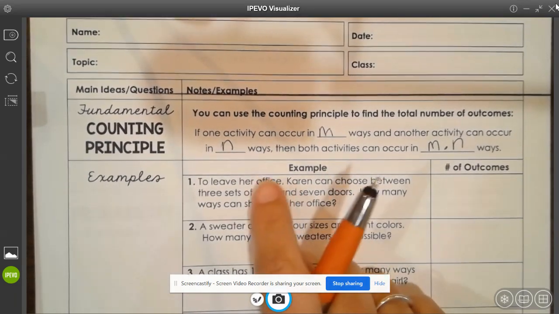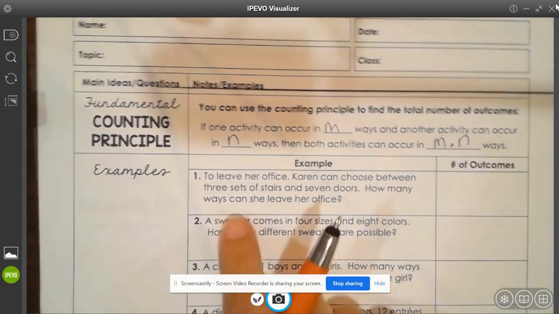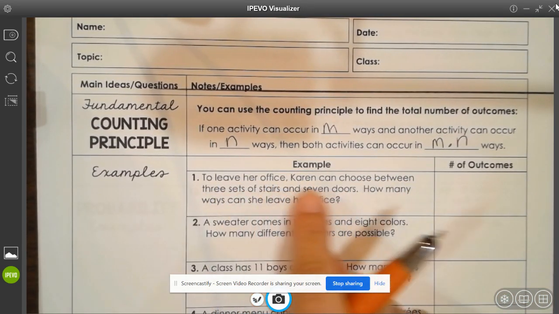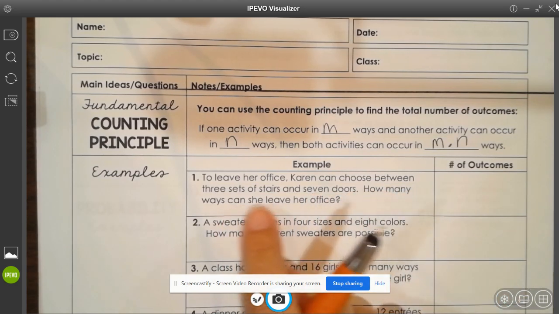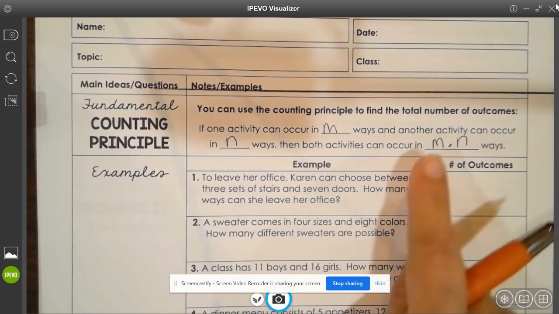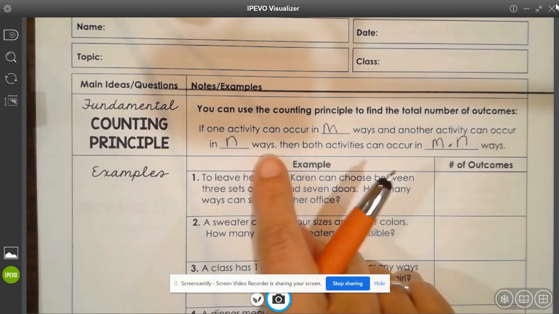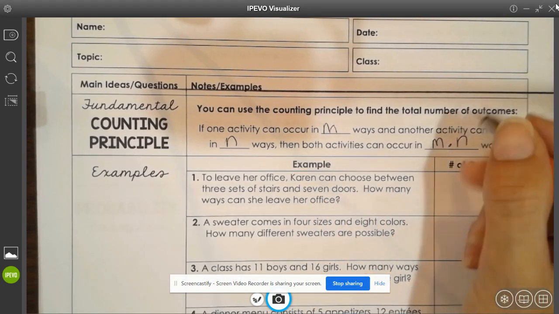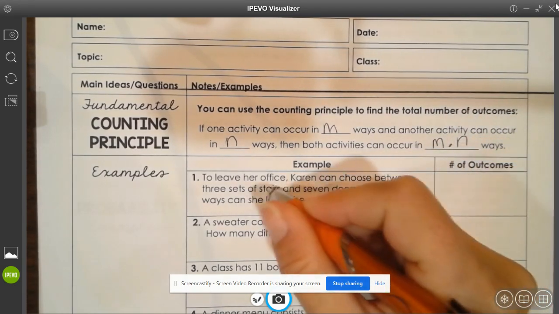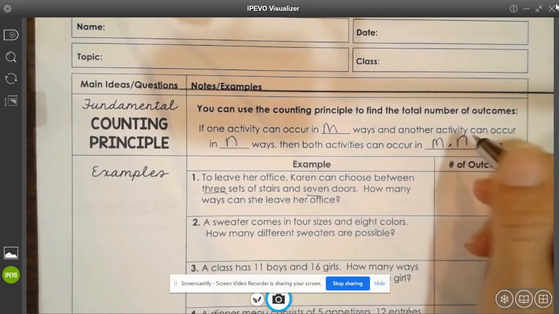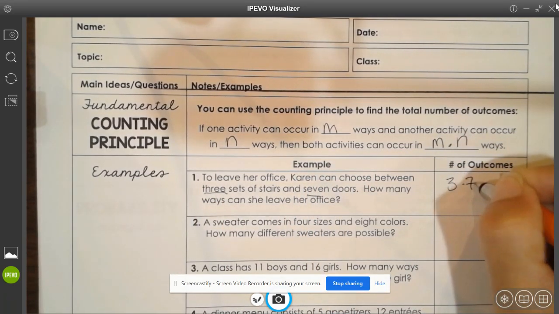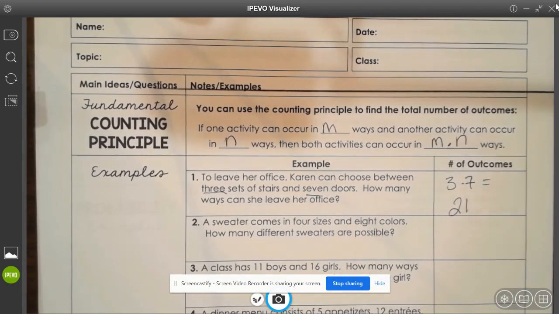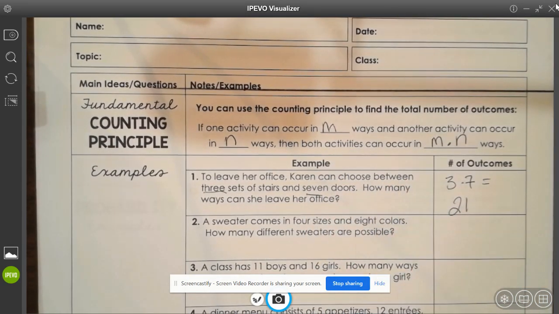Let's look at this one. To leave her office, Karen can choose between 3 sets of stairs and 7 doors. How many ways can she leave her office? Well, you said many ways, right? So if m ways and then another set of ways, then you just multiply. Easy as that. 3 sets, and 7. So that's 3 times 7, that is 21 ways she can leave her office.